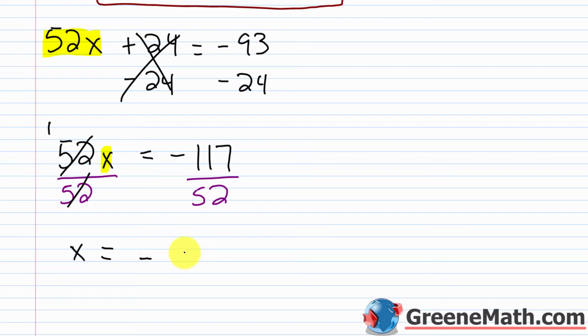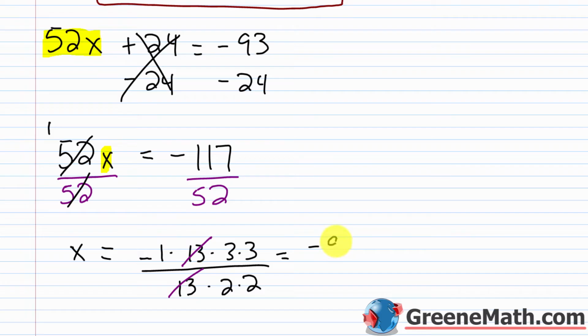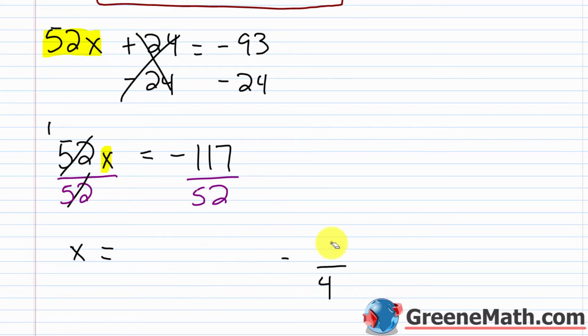So negative 117, I'm going to write negative 1 times 13 times 3 times 3. And for 52, I'm going to write 13 times 2 times 2. So what can I cancel? I can cancel this 13 with this 13, and I'm really left with negative 1 times 3 times 3, or negative 9, over 2 times 2, or 4. So my answer here is going to be that x equals negative 9/4.